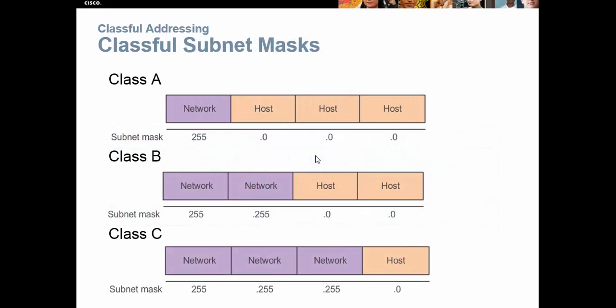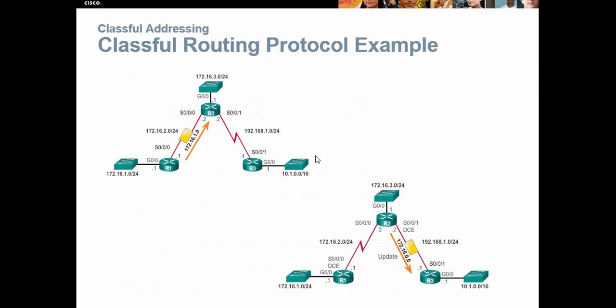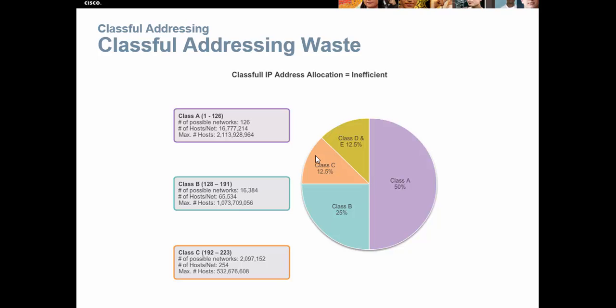We have our classful subnet mask, that's 255.0.0.0 for class A. Class B is 255.255.0.0 and class C is 255.255.255.0. Here are a couple examples of classful routing protocols. And classful addressing does have waste.